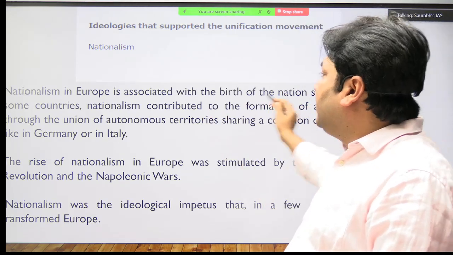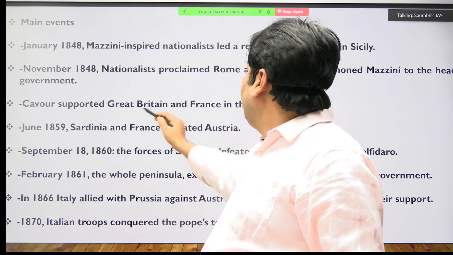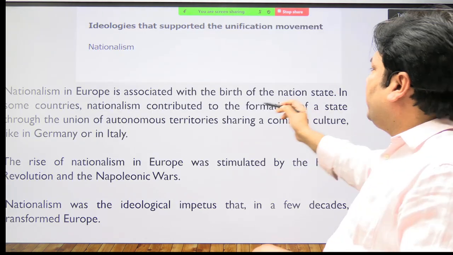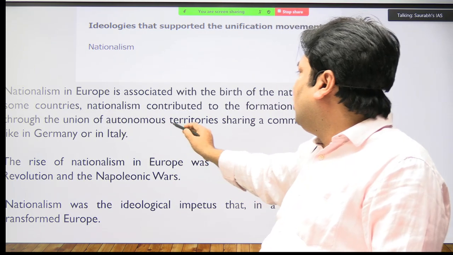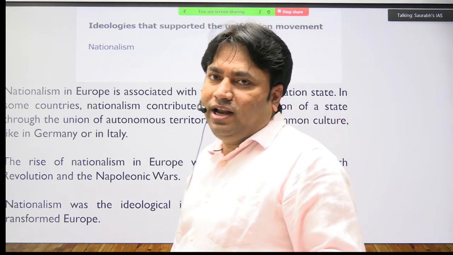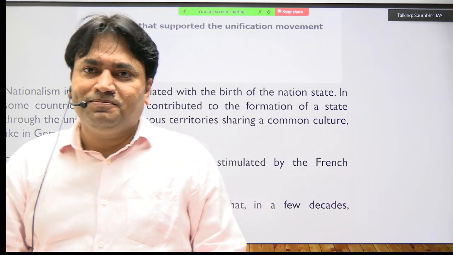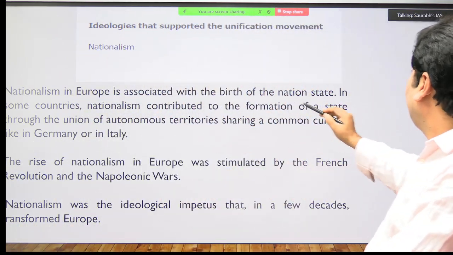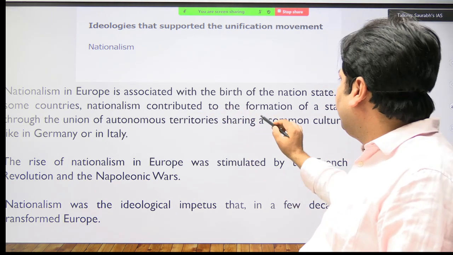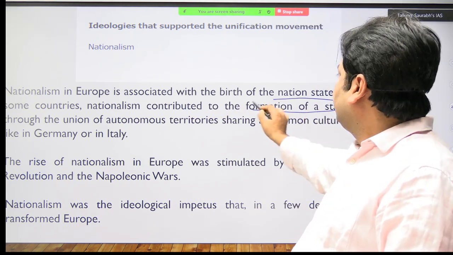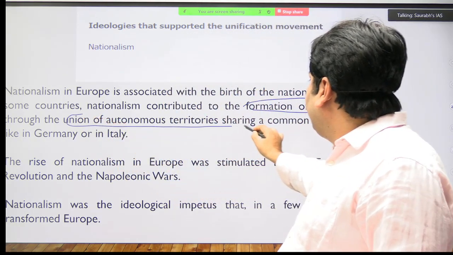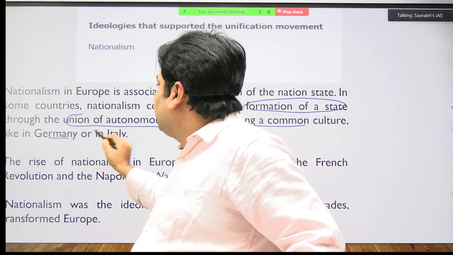Now what has been written here, that in some countries nationalism contributed, in some countries nationalism did what? Nationalism contributed to the formation of a state through the union of autonomous territories sharing a common culture like in Germany or in Italy. Are you understanding the context here? समझ पा रहे हो context को? Read it again. This is very important. We need to understand this. What has been written here? Look here. Formation of a state. Formation of a state through what? Union of autonomous territories sharing a common culture like in Germany or in Italy.